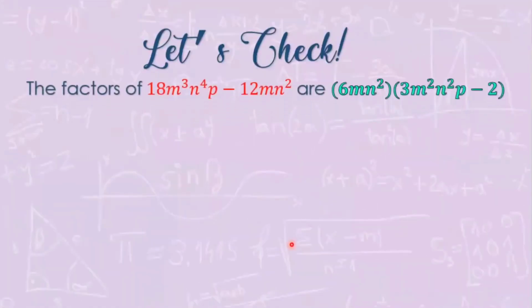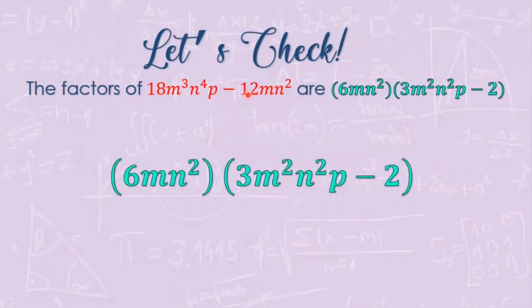How are we going to do that? Okay? So, yung nakuha nating factors kanina, let's just multiply them. And if the product will be the same with our given binomial, ibig sabihin, tama yung factors natin. So, let's see. So, 6mn squared times the quantity of 3m squared n squared p minus 2. So, to do that, we will apply distributive property.